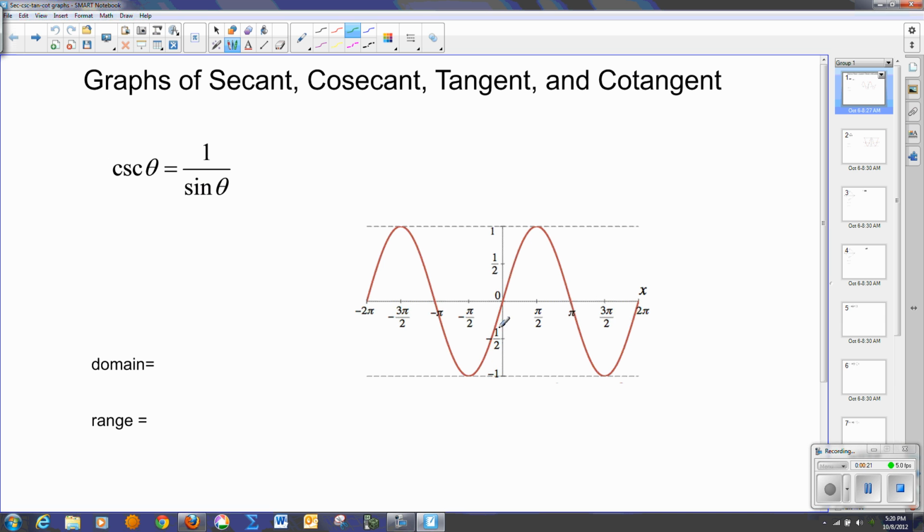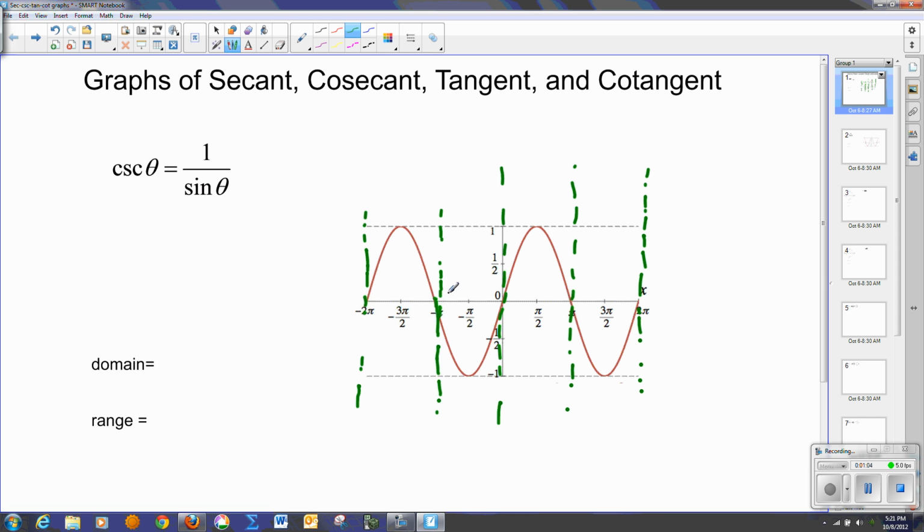So for instance, if I'm at 0, what is the reciprocal of 0? Well, the reciprocal of 0 is undefined, so I'm going to put an asymptote wherever I have values of 0. So this is an asymptotic line. Here I have another value of 0, and I'm going to put another asymptote. And everywhere there's a value of 0, I'm going to put an asymptote. Now notice on this graph, I'm graphing from negative 2 pi to positive 2 pi, which is actually 2 periods. And we'll usually only graph 1 period.